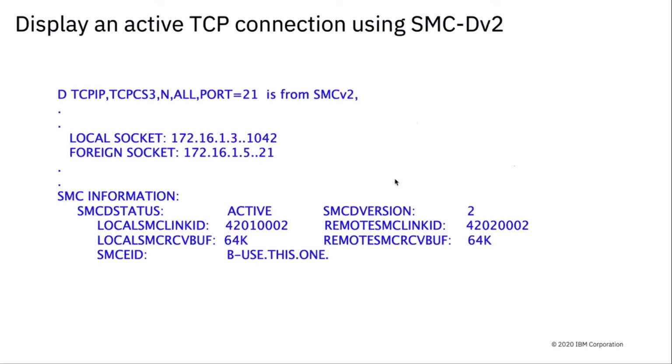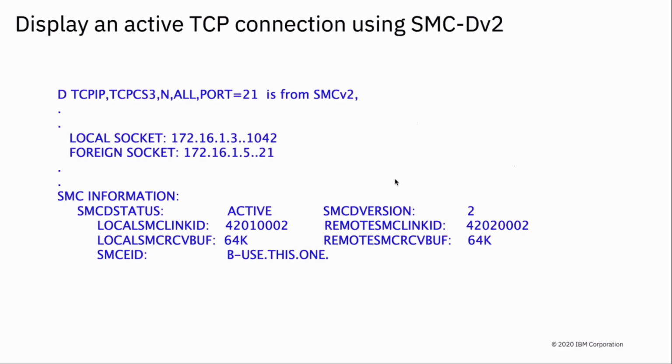If in the past you've done SMC, you would have seen this SMC information section at the bottom of the Netstat display. And it would have your SMC-D status as active, you'd have your link IDs and things like that. What's new is that we are now showing SMC-D version. That SMC-D version can be 1 or 2. And if it is 2, the last line we add to this display is SMC EID, and it says which of the EIDs did you use to establish this SMC connection?